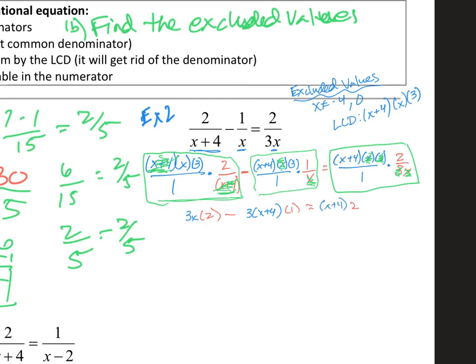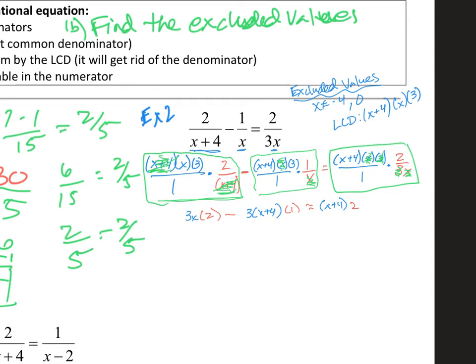And again, I wrote all of these in different colors so you could see what was happening. I divided out the least common denominator, like one of the factors of the least common denominator, to get rid of the actual denominator of the problem, so that we didn't deal with fractions anymore. We all good there?